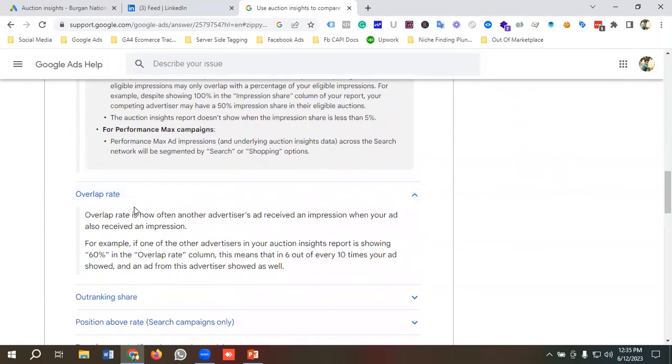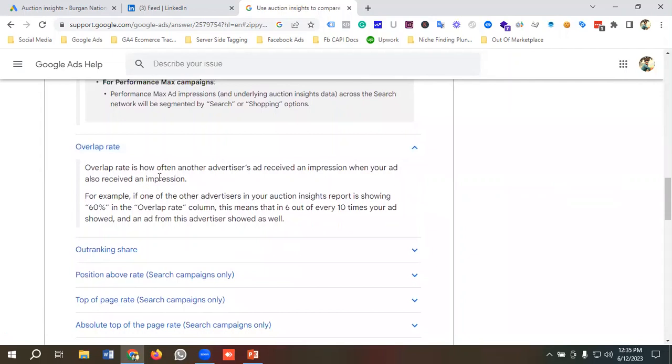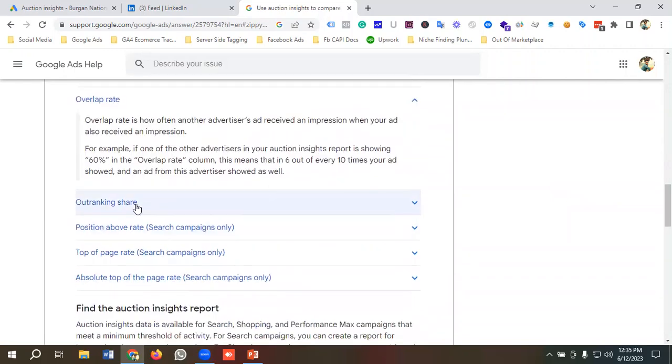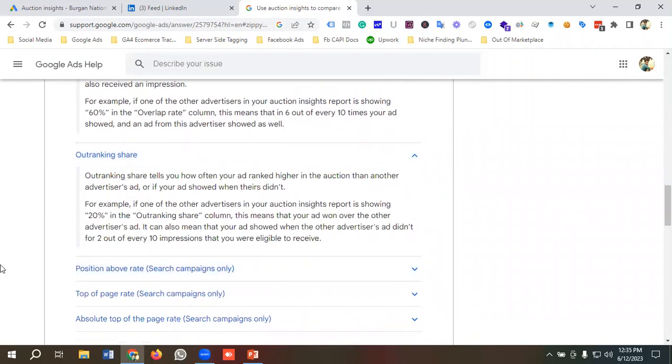Next metric is overlap rate. Overlap rate is how often another advertiser's ad received an impression when your ad also received an impression. For example, if one of the other advertisers in your Auction Insight reports is showing 60% in the overlap rate column, this means that in 6 out of every 10 times your ad showed, an ad from this advertiser showed as well.